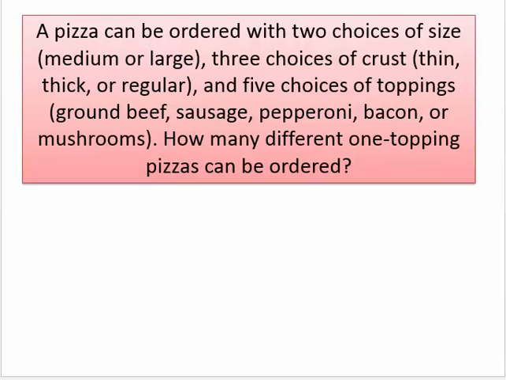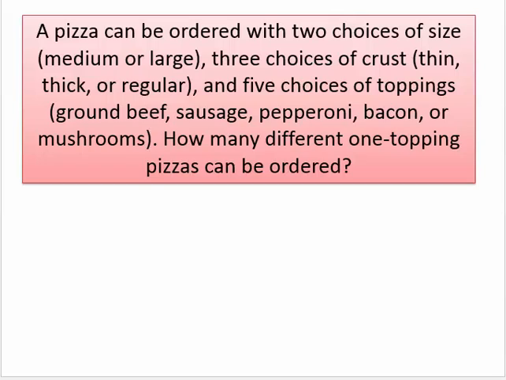A pizza can be ordered with 2 choices of size. You can either order medium or large, 3 choices of crust, thick, thin, or regular, and 5 choices of toppings. How many different one-topping pizzas can be ordered? Well, some examples of what could be ordered would be a medium thin crust pepperoni, or maybe a large thick crust bacon, etc. So we want to know the total number of possibilities of one topping pizzas you could order.